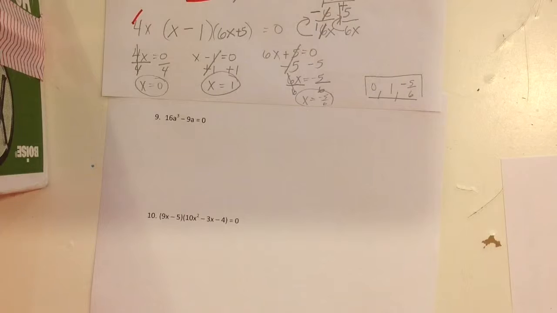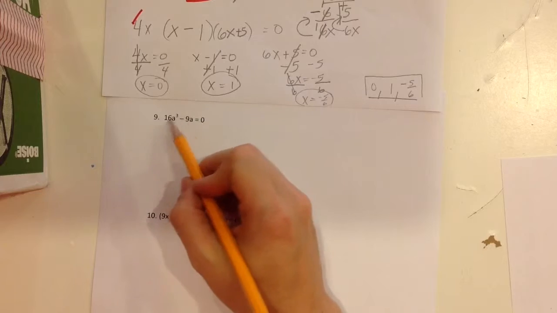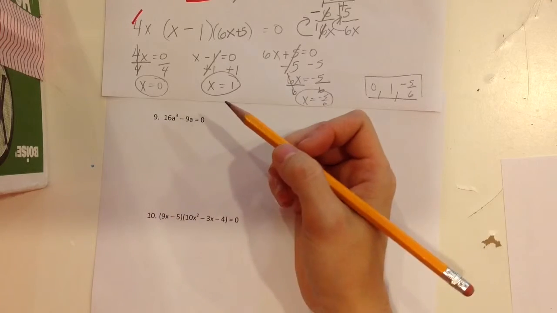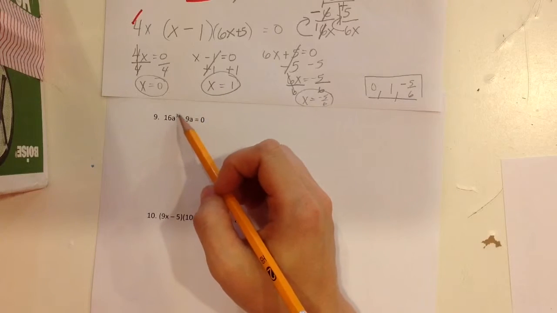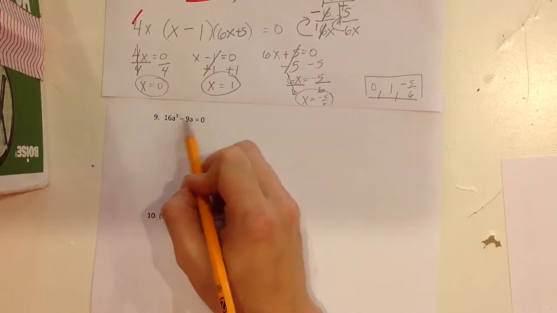Okay, now we're going to start on number 9. Now notice number 9 has the equal 0, so I don't have to set anything or move anything over. And I also have 2 terms. And with 2 terms, you can do GCF and difference of 2 squares. Now it's looking like I'm going to have difference of 2 squares, but I can't take the square root of an a cubed. So let's look and see if I have an a in both groups.